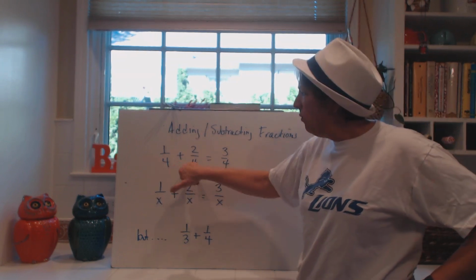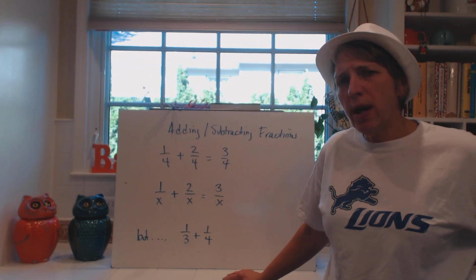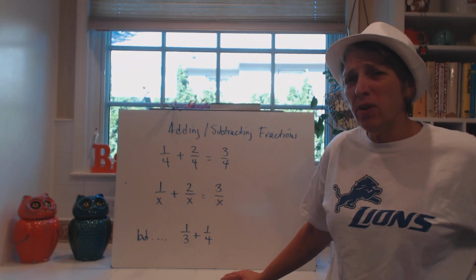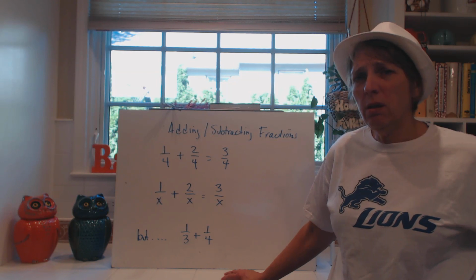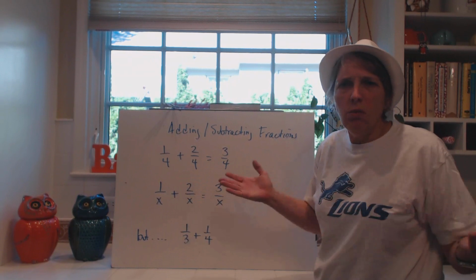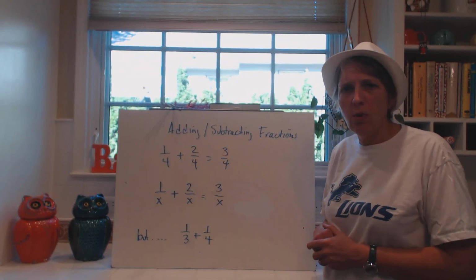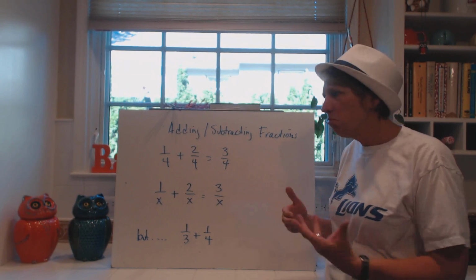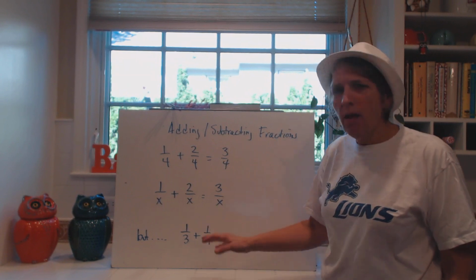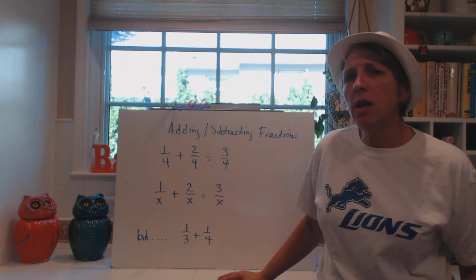But if I have 1/4 plus 2/4, what do we have to have when we add or subtract fractions? What do the denominators have to be? That's right, they have to be the same. So if they're the same, we just add them and simplify the fraction. So 1/4 plus 2/4 equals 3/4. Good.